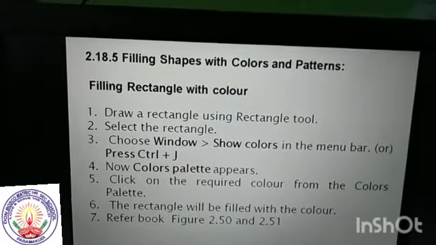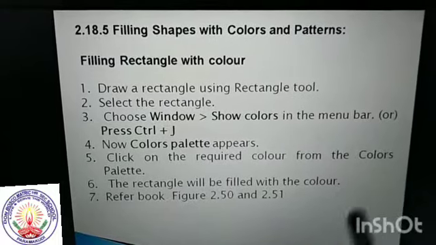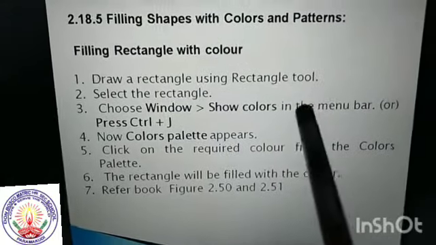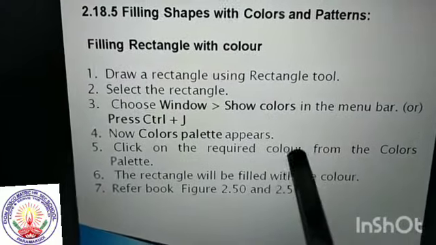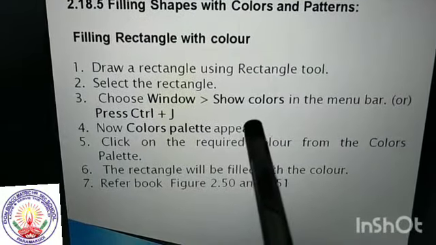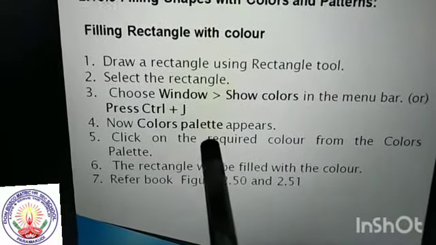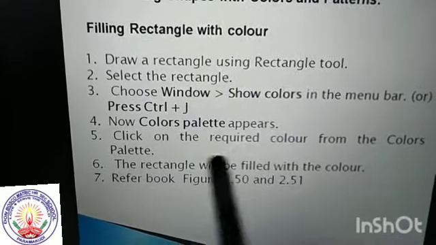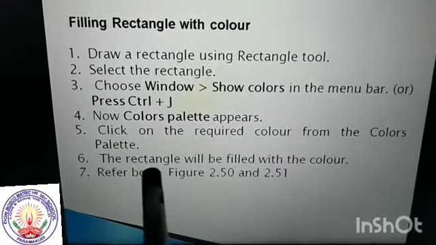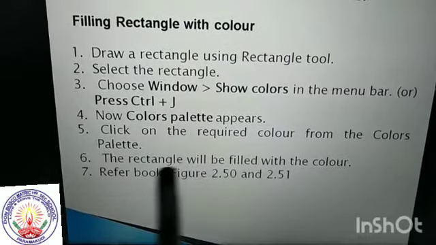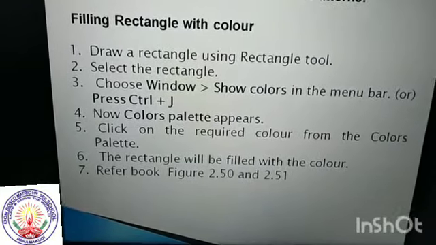So how do we fill a shape with colors and patterns? This is the procedure we have to follow. First select any shape tool like the rectangle tool, then choose the Window menu, Show Colors, or the Ctrl+J shortcut key. The color palette appears, and you select any color from the color palette. After that, draw the rectangle and the shape will be filled with the color.